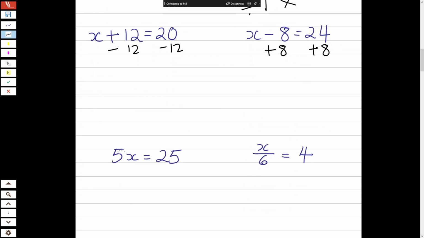All right, 5x. Talked a bit about this yesterday. Remember, what does 5x actually mean? 5 times x. So how can I isolate or get the unknown value of x here? Divide by 5. Very good.